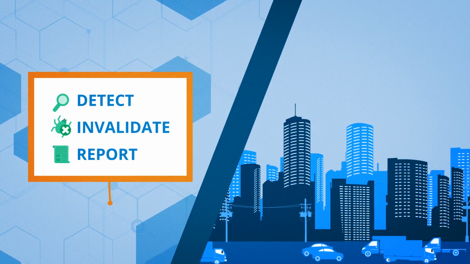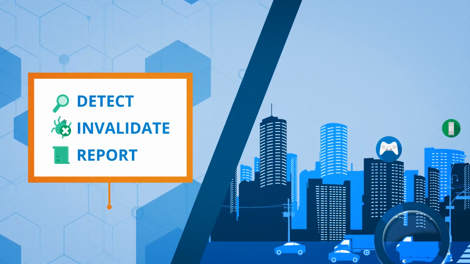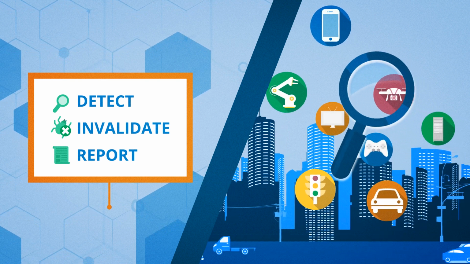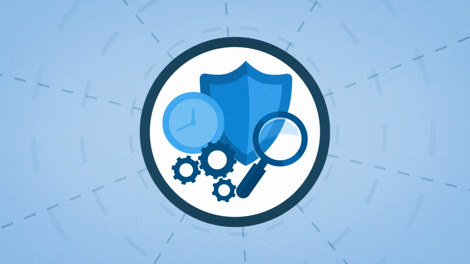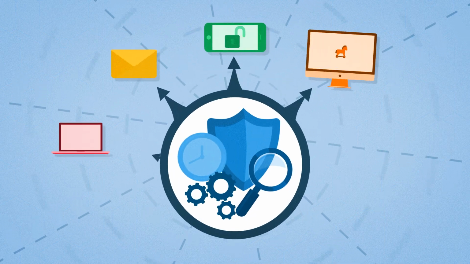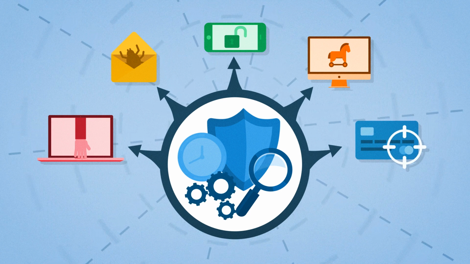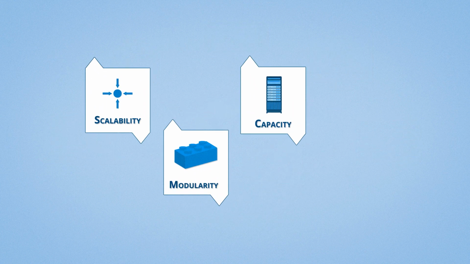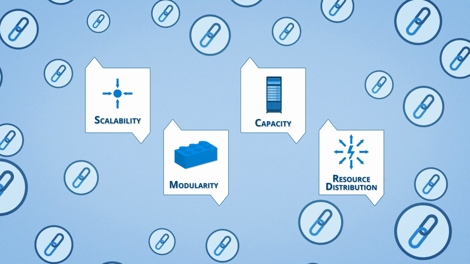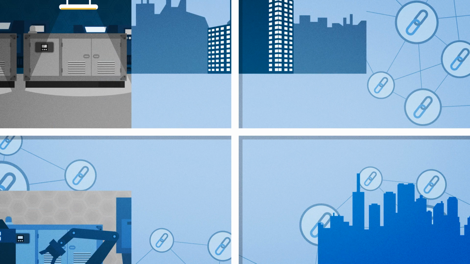Fog ensures trustworthy communication by detecting, invalidating, and reporting attacks. Fog can monitor the security status of nearby devices to quickly detect and isolate threats. If a security breach is detected, Fog provides trusted foundations that enable real-time incident response directly and within the local context, minimizing disruption of services. And through its scalability, modularity, capacity, and resource distribution, Fog allows for blockchain deployments to low-cost IoT endpoints. Let's look at some examples.